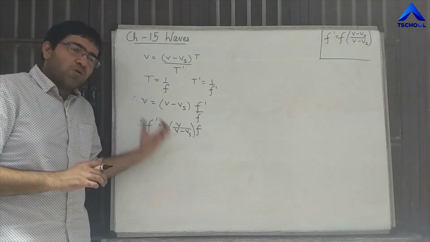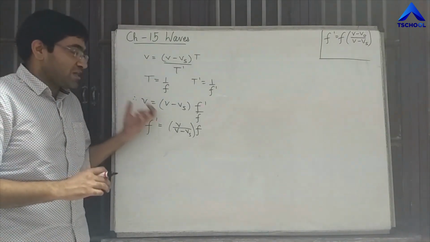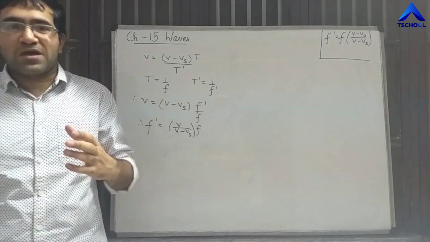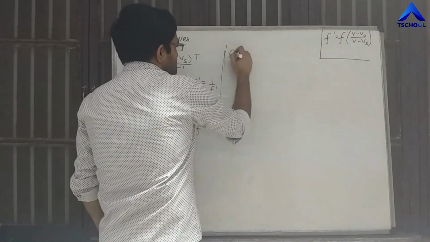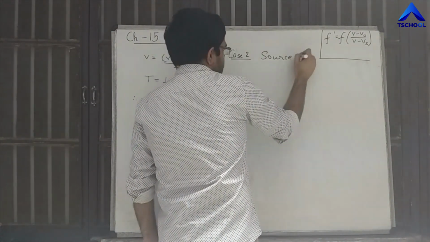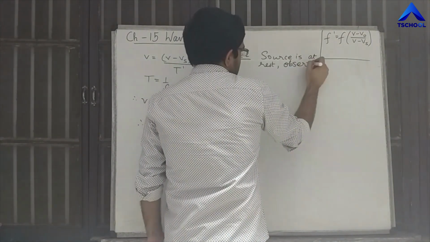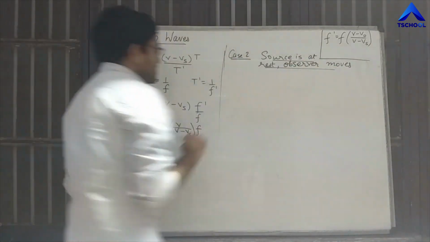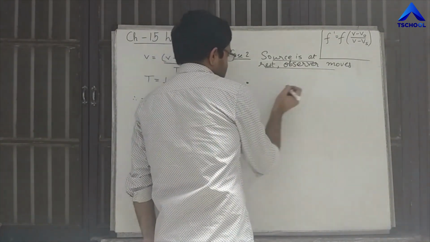Now we could also do this derivation by taking the other case where the source is stationary and the observer is moving. So let's start. We are now going to talk about case number 2, where the source is at rest and the observer moves. So what happens in that case? Well, I'm going to draw another diagram very quickly. This one is simpler in my opinion.